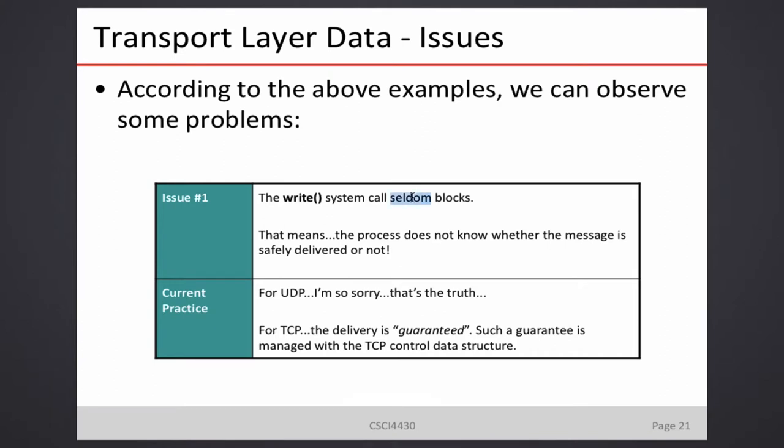Right. So this is a summary for UDP. Yes, it's the truth. It never blocks basically. It tries to push as much data as it wants. Seldom blocks means maybe it sometimes blocks for a while. But for TCP, the delivery is guaranteed. So the guarantee means that I will manage well.